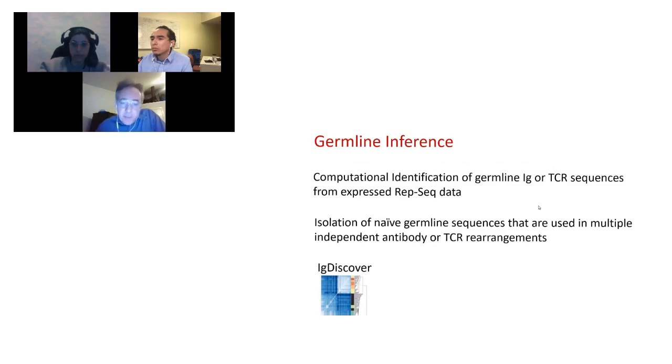The Carlsson Hedestam group at the Karolinska Institute have been interested in germline inference for a number of years. This process involves the computational identification of germline immunoglobulin or TCR sequences from expressed REP-seq datasets. Essentially, the process involves the isolation of naive germline sequences that are identified from their use in multiple independent antibody or TCR rearrangements. A few years ago, we produced a software tool called IG Discover, which is designed to help people in this process.